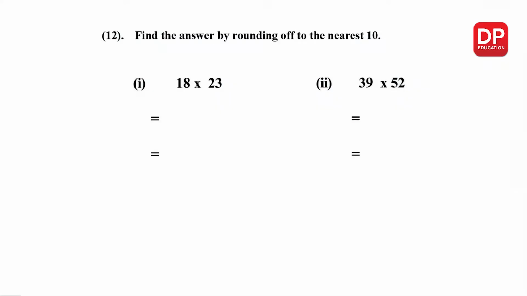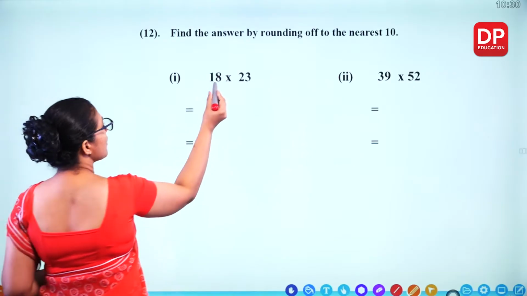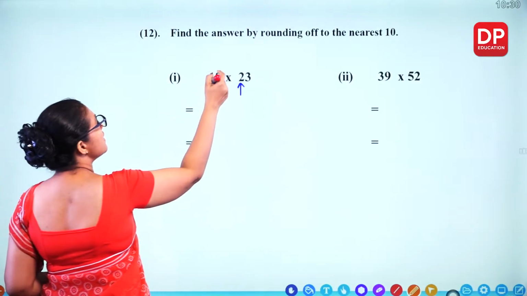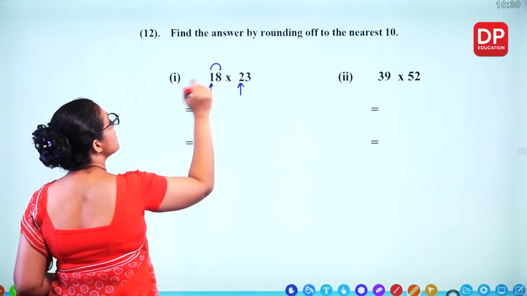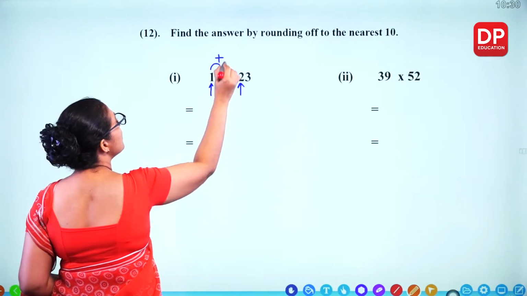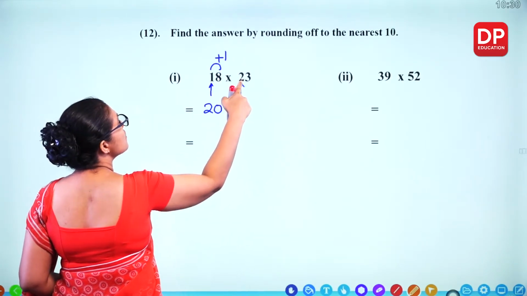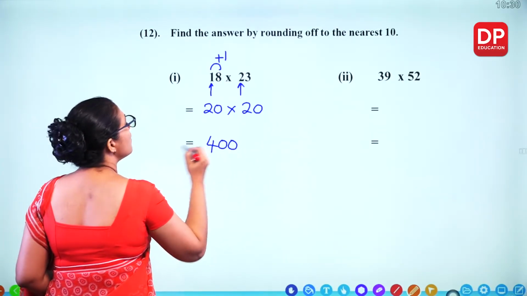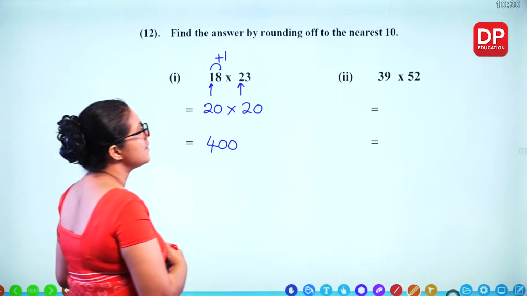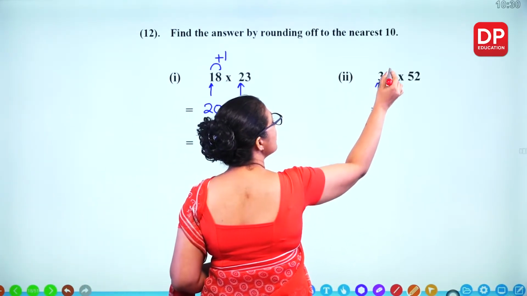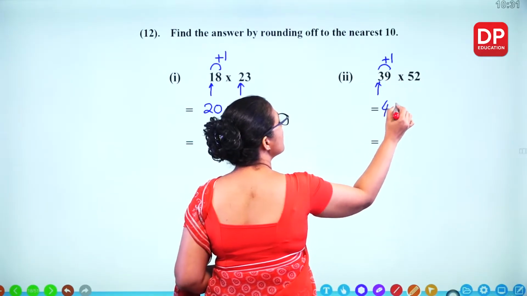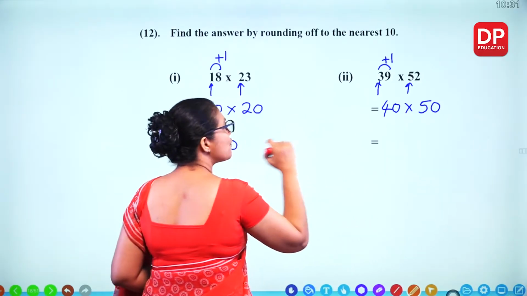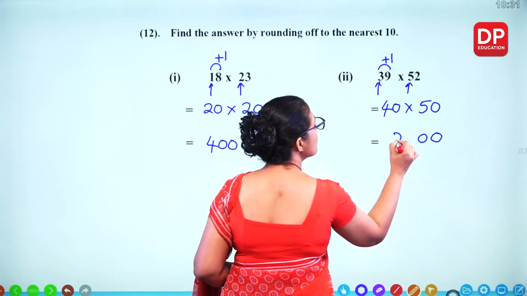Find the answer by rounding off to the nearest 10. So, you need to first find the place, that's the 10's place. The next number, right side number is more than 5, add 1, that's 20. This one, we don't add, that's 20. 20 times 20, 400. 39, when you round it, you get 40. You need to add 1. 52 you can't add, so that's 50. 40 times 50, you get 2000.